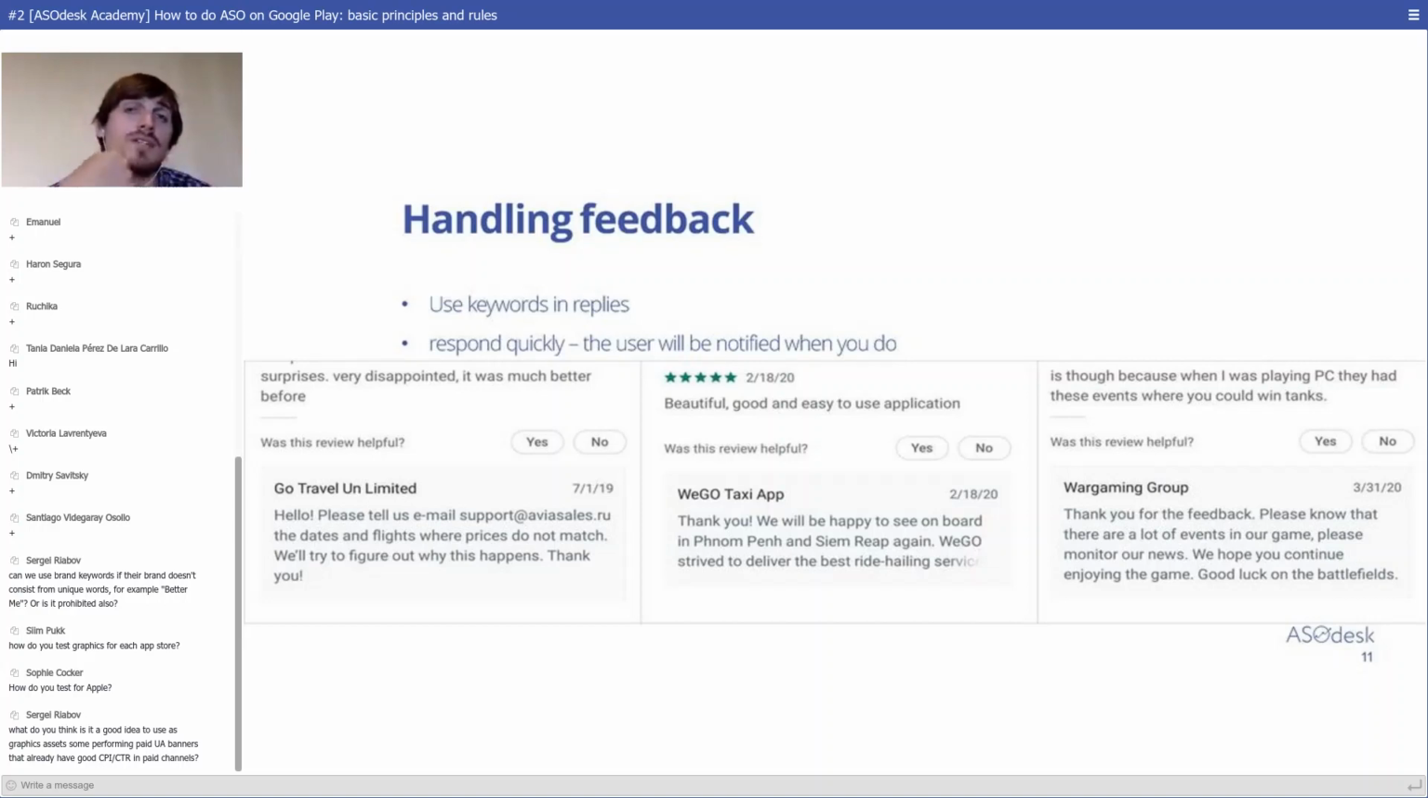And the second point is that other users who are looking for the app and checking the reviews will see that all the reviews are nicely answered. There are exhaustive answers to any review, and that's a good practice toward the retention rate and for conversion rate as well.